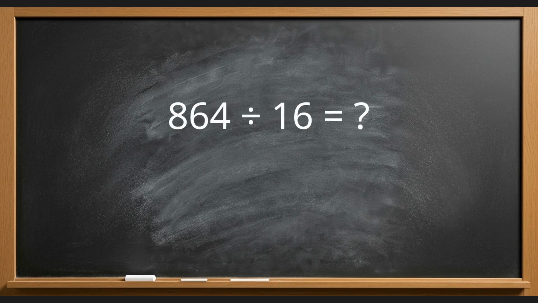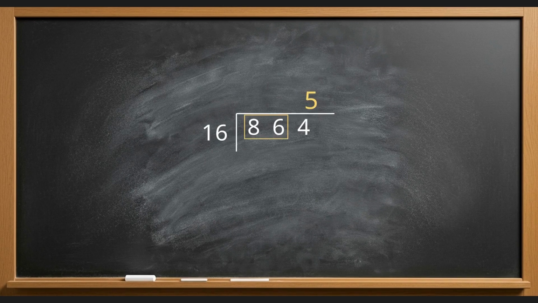Pause the video and try this one. 864 divided by 16. Set up your bus stop and work through the cycle. Ready? Let's check with our bus stop. 16 on the outside, 864 on the inside.